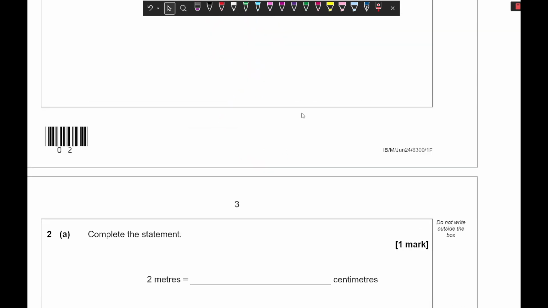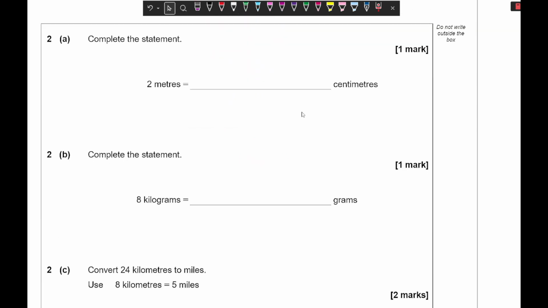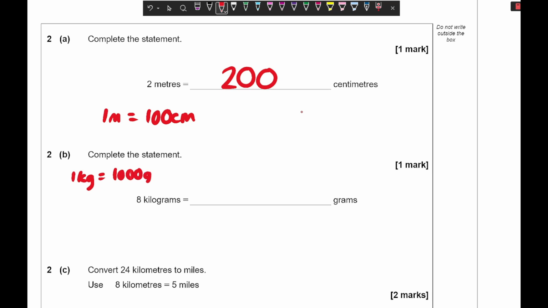Moving on to our next question, it says to complete the statement, so 2 meters is equal to how many centimeters? Well, 1 meter equals 100 centimeters, so if I double one, I double the other, giving me an answer of 200. Then it says 8 kilograms is how many grams? Well, 1 kg is equal to 1,000 grams, because kilo means 1,000. So multiplying both those numbers by 8 gives me an answer of 8,000.